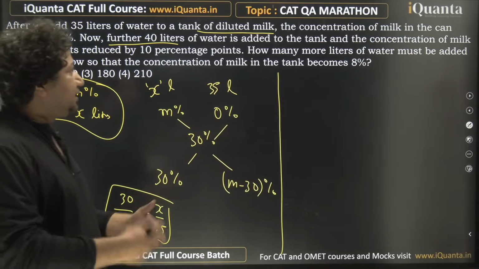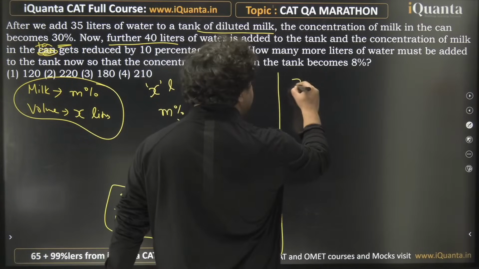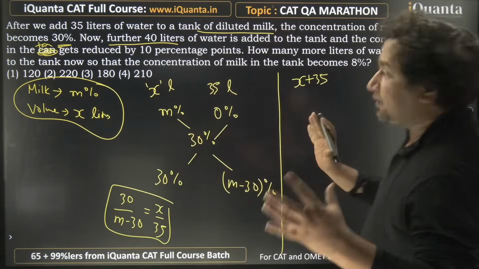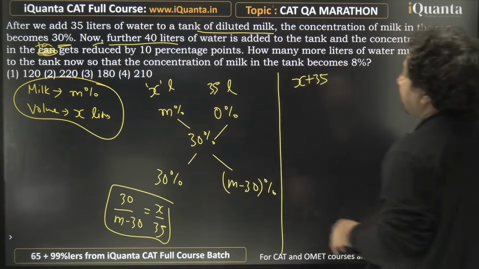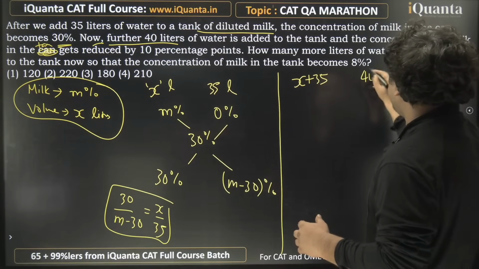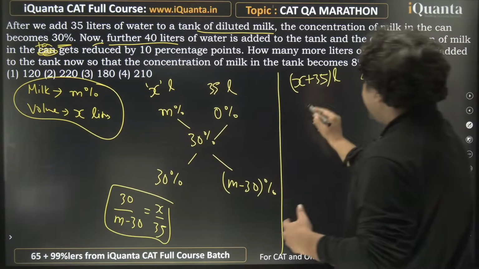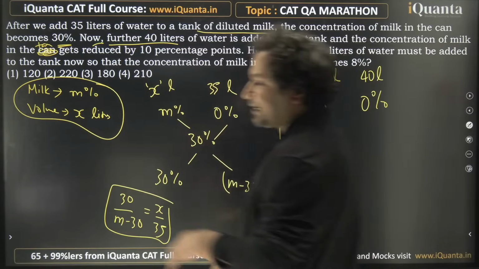So now, again, if they are doing it, I'll do it again in terms of concentration of milk only. Clear? So now we have x plus 35 liters of solution, x plus 35, and we are adding 40 liters of water to it. So in terms of concentration, this is 30%, and the water is of course 0%. Is that clear, everyone?